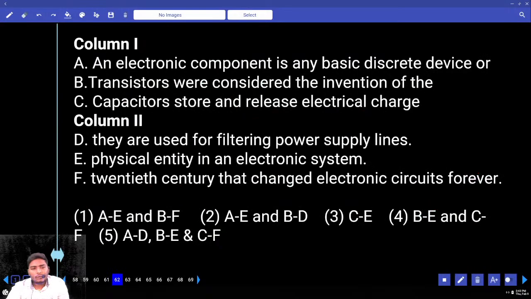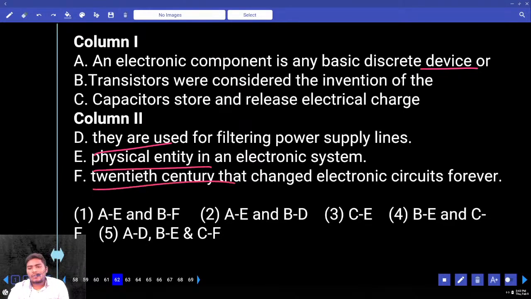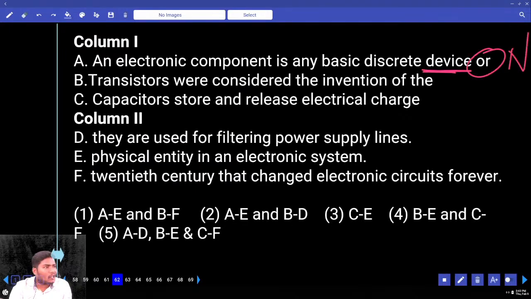Next, move to 62. An electronic component is any basic discrete device or dash. Device or they are used. Device or physical entity. Device or 20th century. Which one is correct? Can you tell me? It is device or. After or, again we need noun form only. They is a pronoun, eliminate. Physical entity. Entity is a noun form.